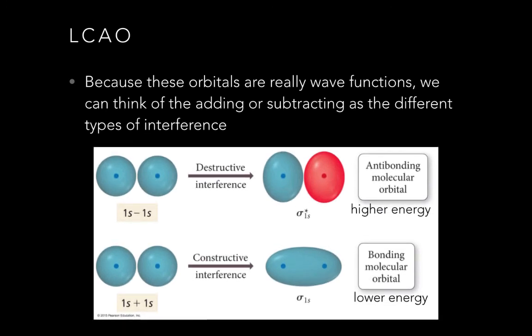Now, because we can think of these orbitals as wave functions, because they really are, we can think of the adding or subtracting of these wave functions as the different types of interference. If we look at the 1s minus the 1s, that's like destructive interference. It's like having two waves out of phase, and that creates an antibonding molecular orbital, and it's higher in energy. If we have a 1s plus a 1s and they're in phase, then that gives us constructive interference, and they combine, and we get a bonding molecular orbital, and that's going to be lower in energy than the two atomic orbitals by themselves.